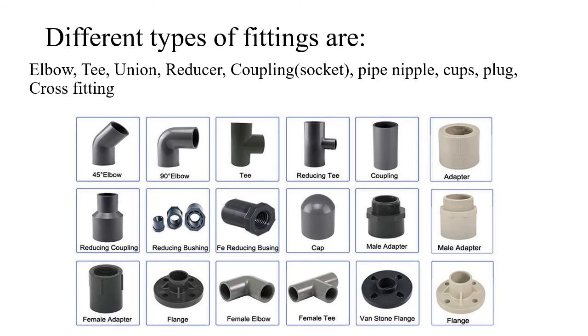Here we have some different kinds of fitting, like elbows. There are elbows at different angles. This is a T. This is also a T, a reducing T, because the branch is smaller than the main part, so it will be called a reducing T. This is also a T. We have adapters. We have reducers, and so on. These are the types of fitting that can be made in sheet metal.